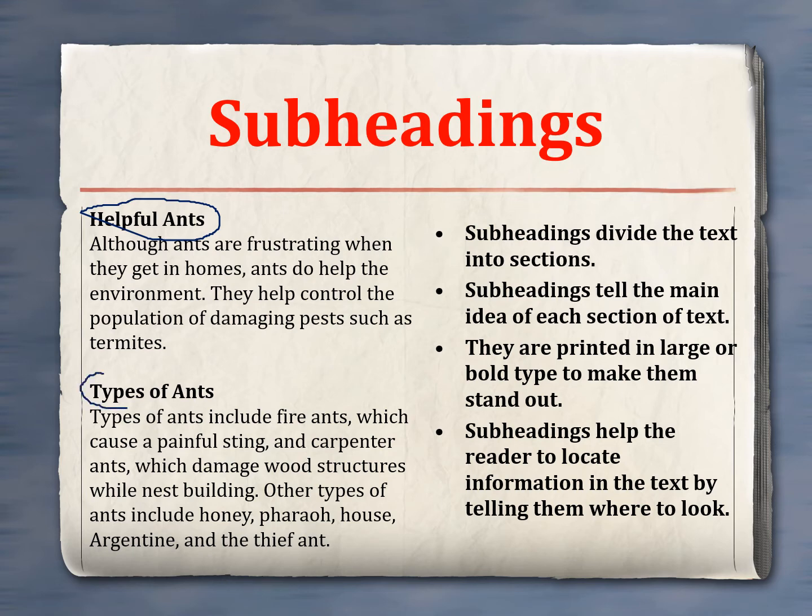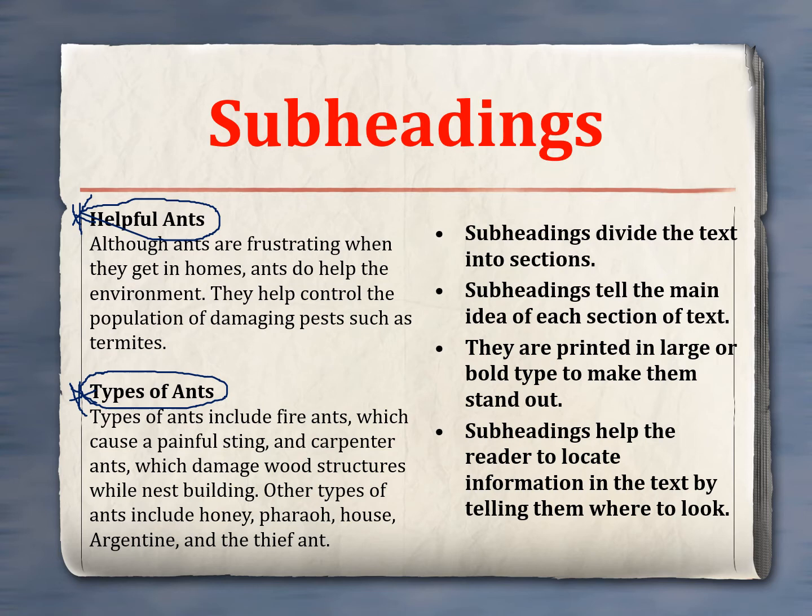So in this particular article, okay, "Helpful Ants," this would be a subheading, okay? And then "Types of Ants" would also be another subheading. So these are both sections, okay? And we know the title would be something about ants, okay? But then these two sections here, one tells us the types of ants there are, and then the other tells us how helpful ants can be, okay?